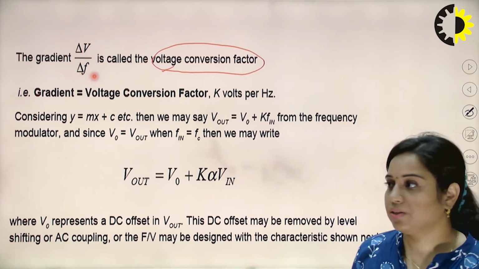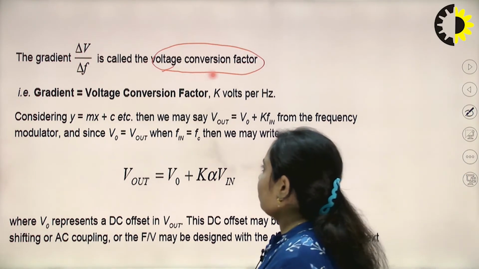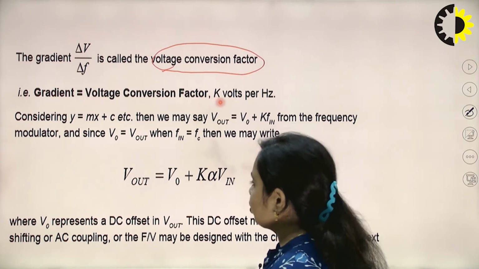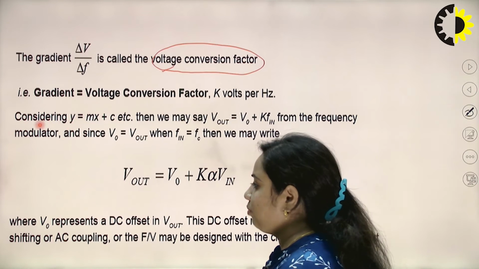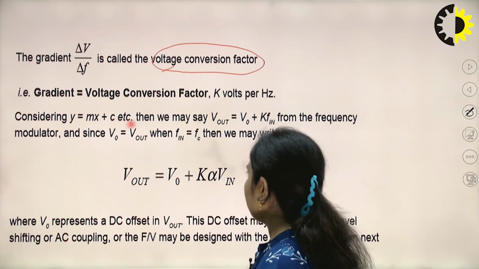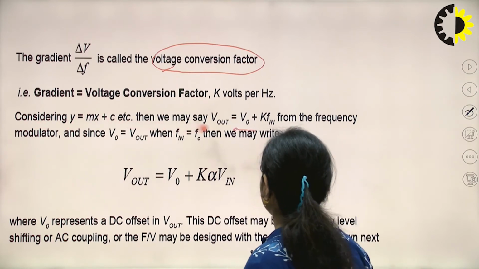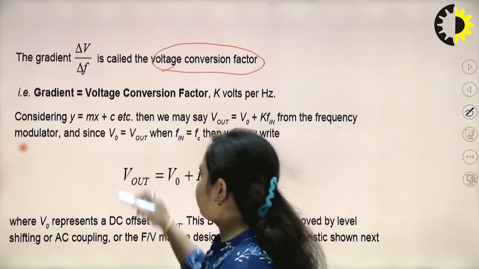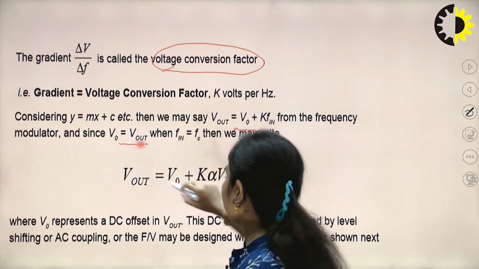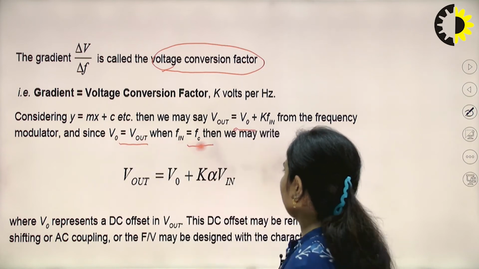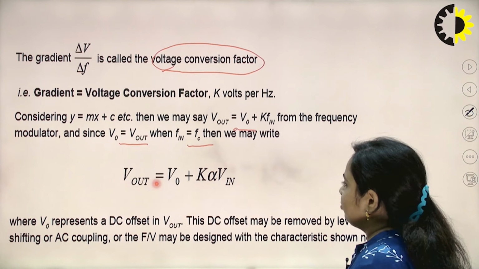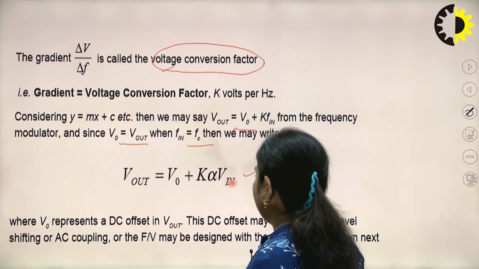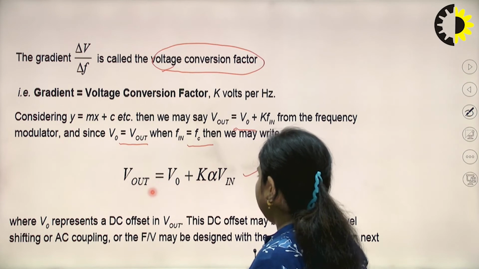That is, gradient is equal to the voltage conversion factor, or K volts per hertz. So considering the slope of this particular equation, y equals mx plus c, we may say V out is equal to V naught plus K into Fin from the frequency modulator. And since V naught is equal to V out when Fin is equal to Fc, we may also write this equation: V out is equal to V naught plus K alpha into V in.